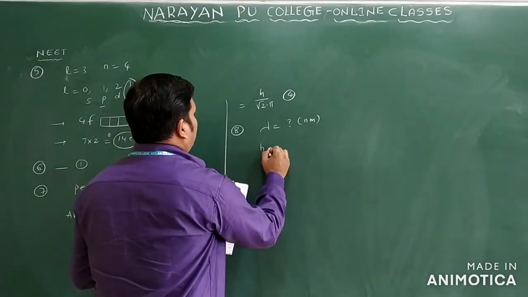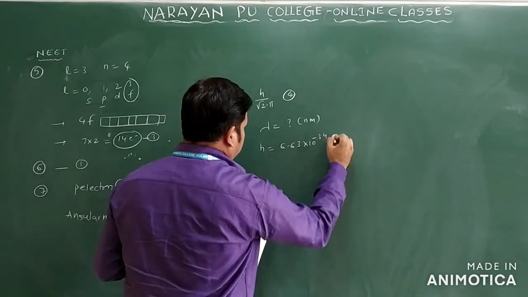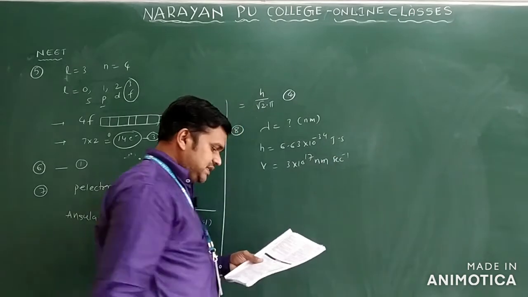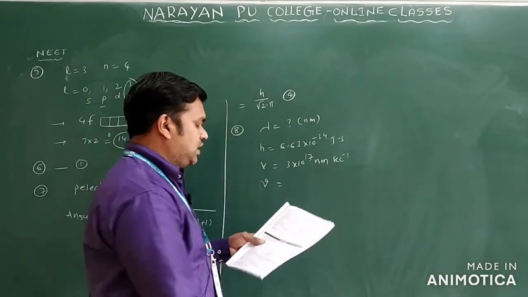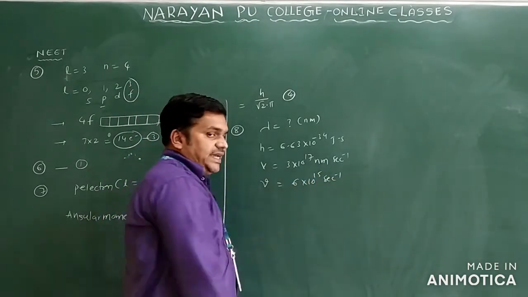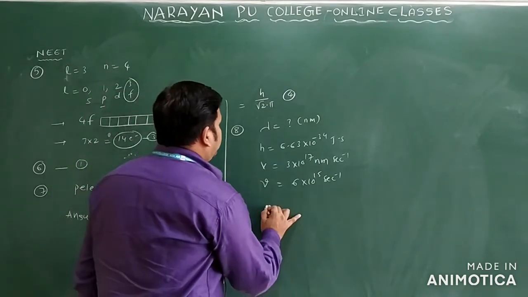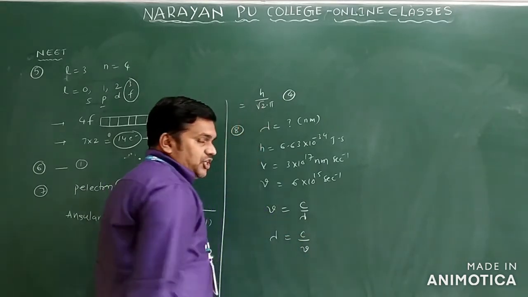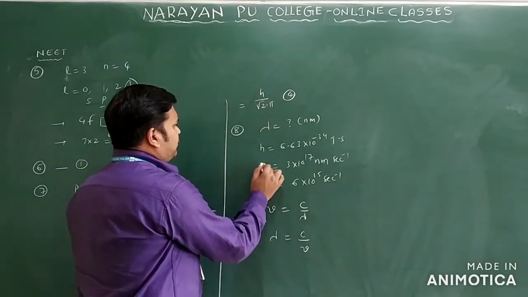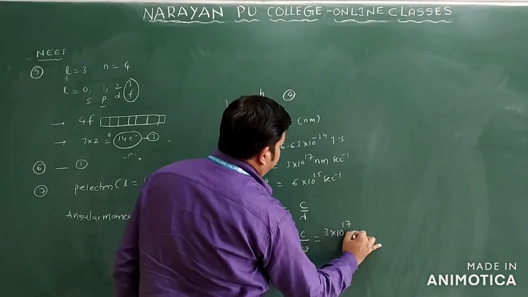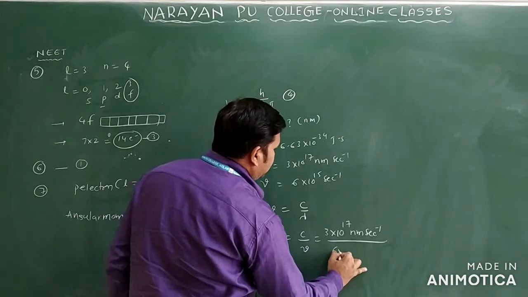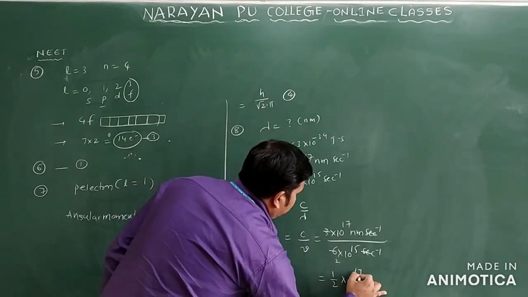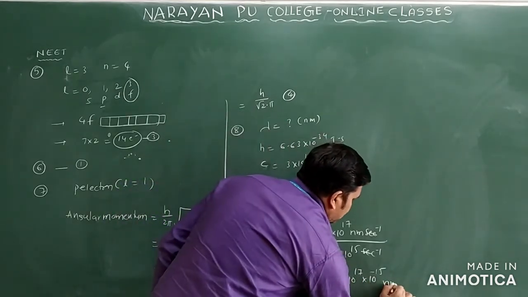Planck's constant is given. h is equal to 6.626 into 10 power minus 34 joule second is given. And speed of light is also given, 3 into 10 power 17 nanometer per second, and the frequency is also given, mu is equal to 6 into 10 power 15 second inverse. So here you know the formula, mu is equal to c by lambda, frequency, velocity and the wavelength. So lambda is equal to c by mu. That is 3 into 10 power 17 nanometer second inverse by the frequency, 6 into 10 power 15 second inverse. The units cancel here. We have 3 by 6, this is 1 by 2 into 10 power 17 into 10 power minus 15 nanometer.